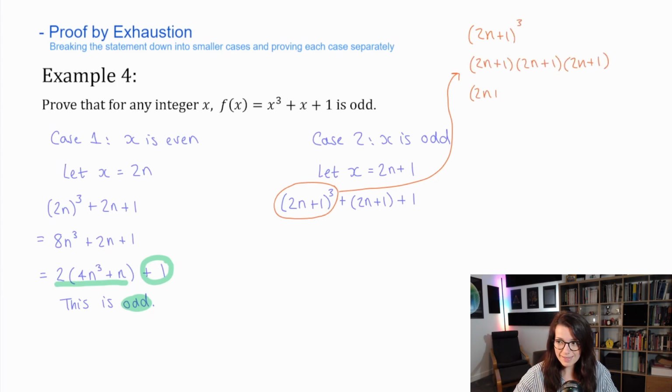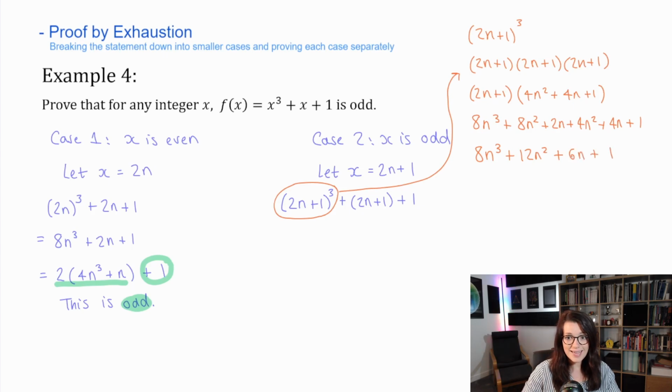Different people expand this differently, but I like to expand the second two brackets first and then incorporate the first bracket. So that would be 8n cubed plus 8n squared plus 2n plus 4n squared plus 4n plus 1. Simplifying gives 8n cubed plus 12n squared plus 6n plus 1. We can then take that expression and sub it into our proof. So now we can say that this is equal to 8n cubed plus 12n squared plus 6n plus 1 plus the 2n plus 1 plus 1.